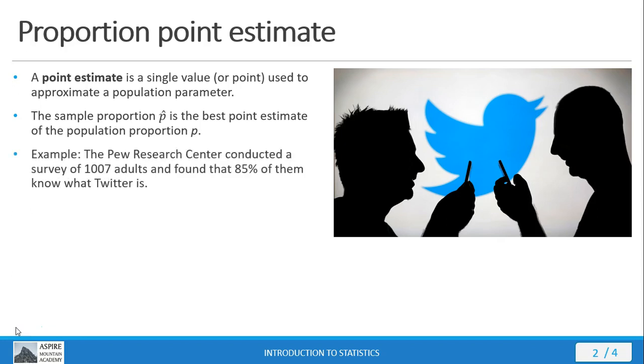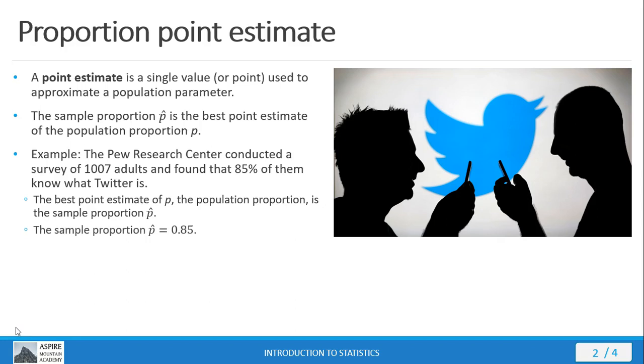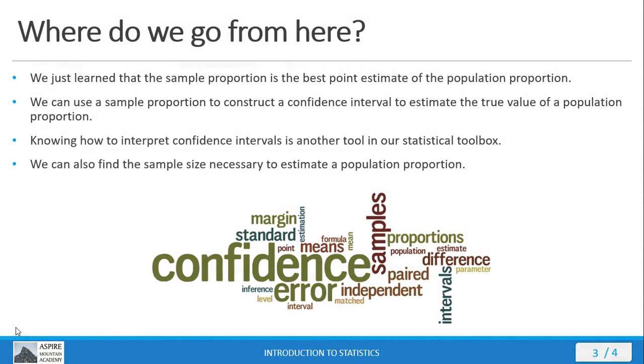An example of this would be the Pew Research Center conducting a survey of 1,007 adults, finding that 85% of them know what Twitter is. So here in this example, the best point estimate of the population proportion is the sample proportion. Our sample proportion is 85%. And so that means that the population proportion will also likely be 85%. But we don't know completely for sure.